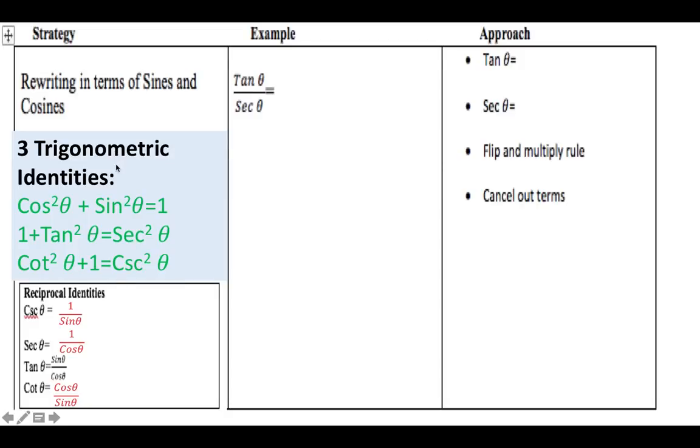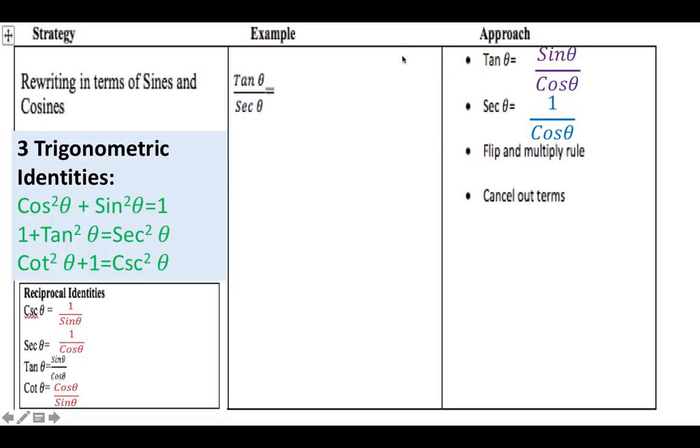All right, this strategy is called rewriting in terms of sines and cosines. So that's exactly what it sounds like. This tangent right here, I'm going to rewrite in terms of sines and cosines. That means I'm going to rewrite this as sine over cosine. This secant right here, I'm going to rewrite as 1 over cosine. So this is the approach I'm using right here. So you want to fill this out in your notes right now.